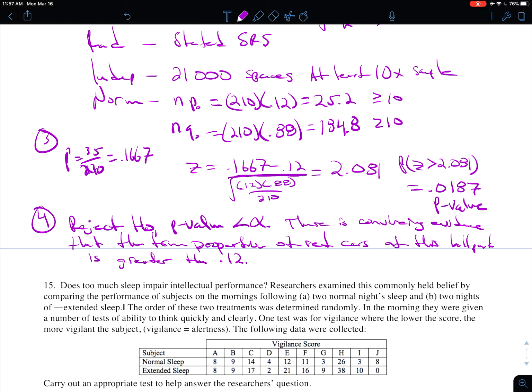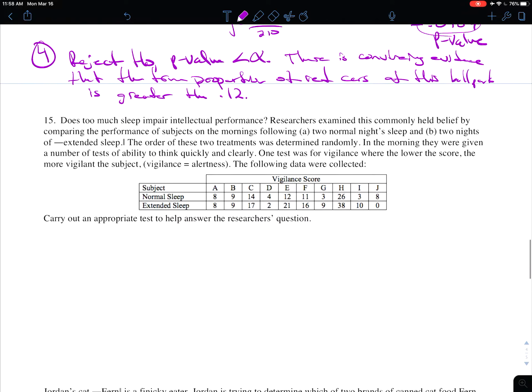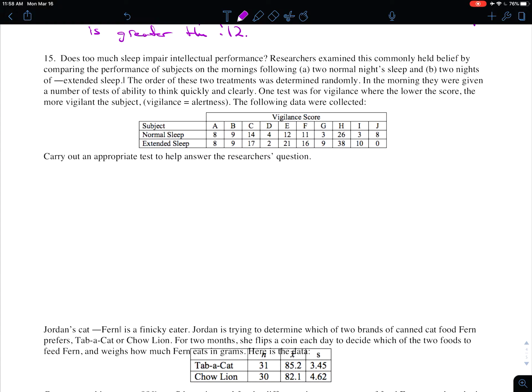You don't need to interpret the p-value unless specifically asked to, but it is the likelihood that we would have gotten this proportion of red cars or more if in fact the true proportion is 12%. So if there's really truly 12% in the parking lot, the likelihood we would have gotten 16.67% just by chance, we would have tripped into it just by dumb luck, is less than 2%, which is so unlikely that we say, okay, maybe more likely something else is going on.